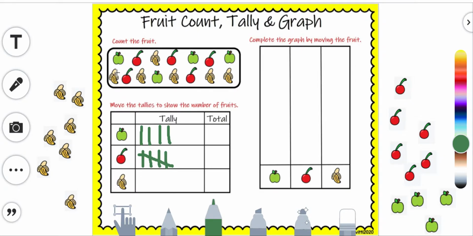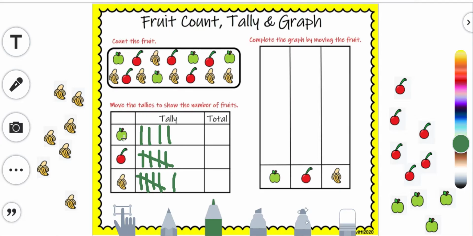All right, let's go to the banana. How many bananas do we have? 1, 2, 3, 4, 5, 6. Wow, that's a lot of bananas. 1, 2, 3, 4, 5 shuts the door. And what comes after 5? That's right, 6.